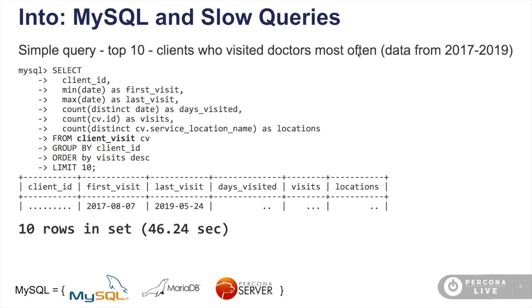So this is the query. And the query is pretty simple. Well, relatively simple, but it is slow. What this query is doing, we want to know the top 10 clients who visited doctors most often. This is a typical report, right? And we run it in MySQL, and it takes 46 seconds.